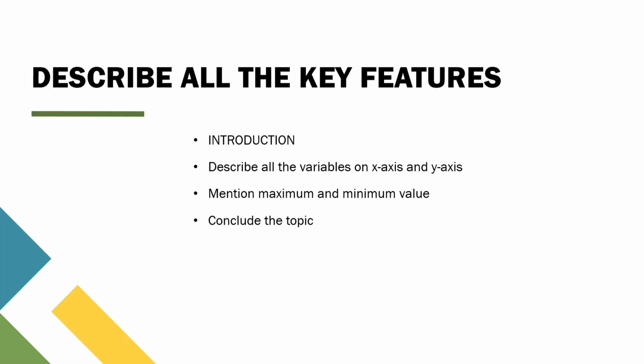So you're supposed to describe all the key features in the image. Firstly, give an introduction. Then describe all the variables. Then mention maximum and minimum values. At the end, conclude your description. And keep it in mind that you should explain all this in 40 seconds only.